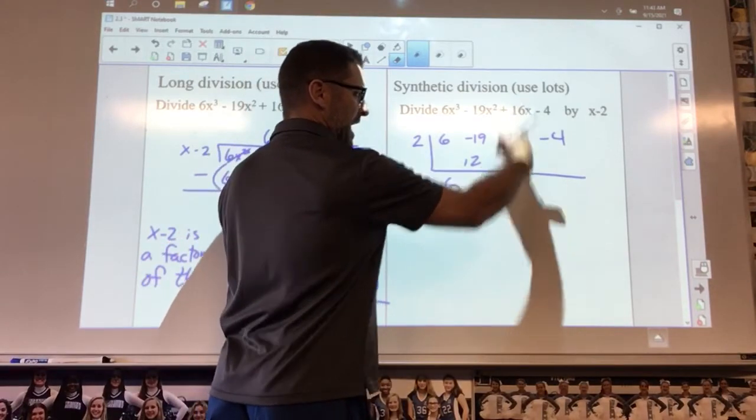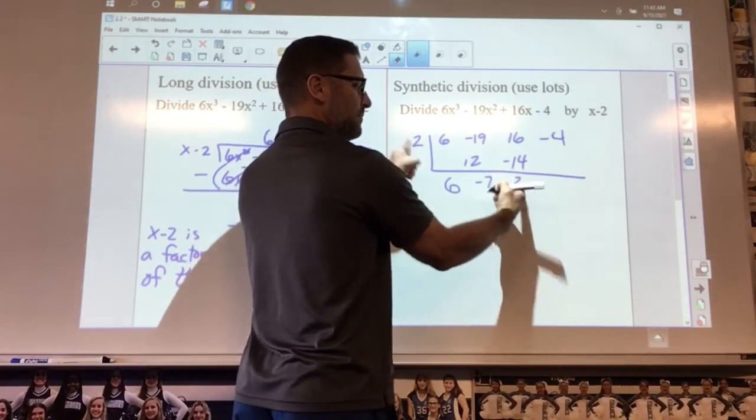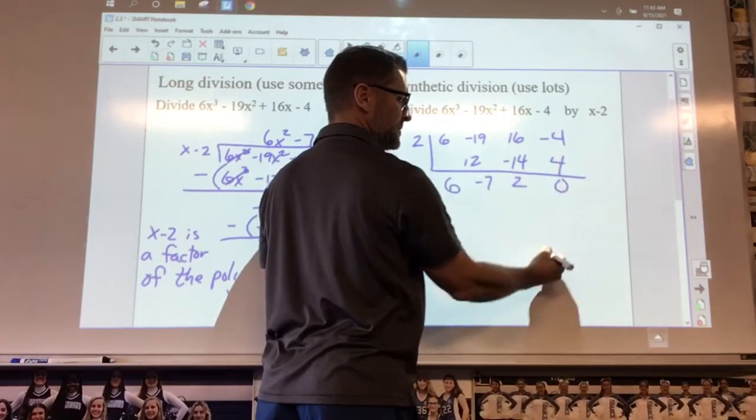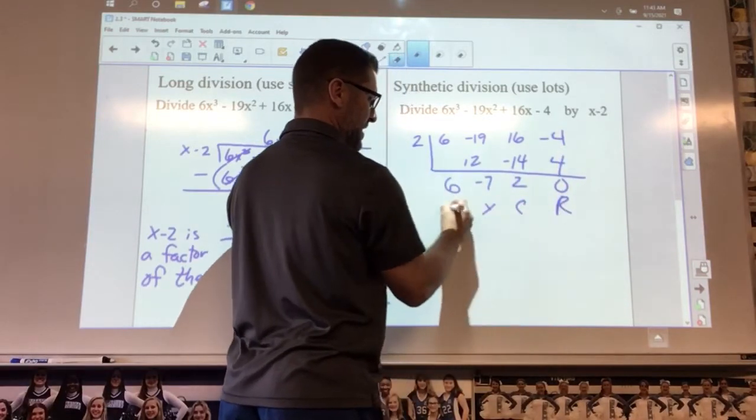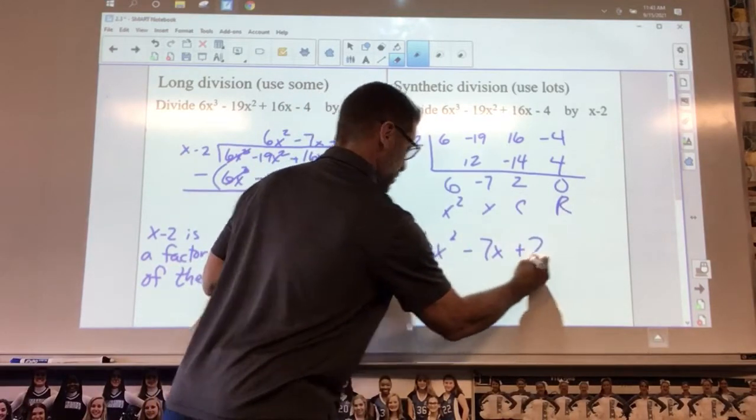Negative 14. Add it. 2. Multiply it. Add it. Remainder, constant, x squared. 6x squared minus 7x plus 2.